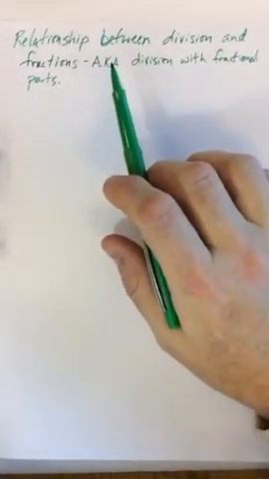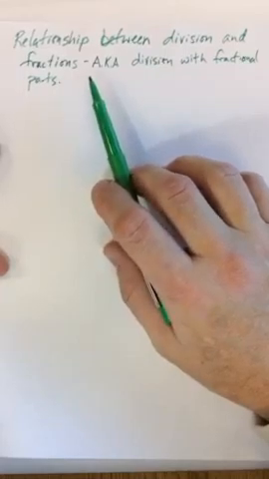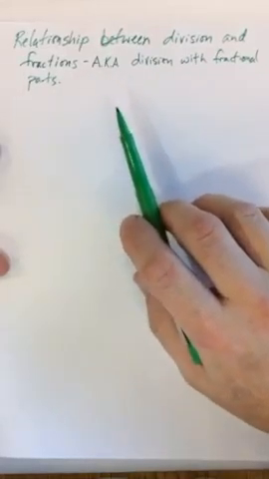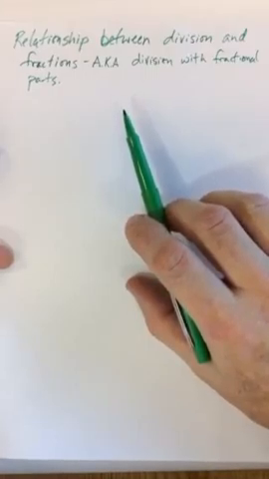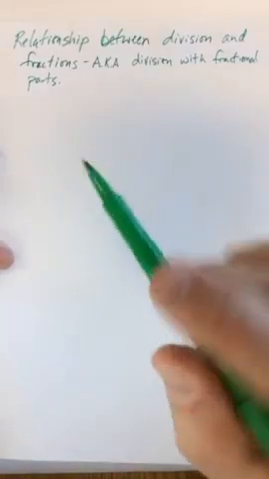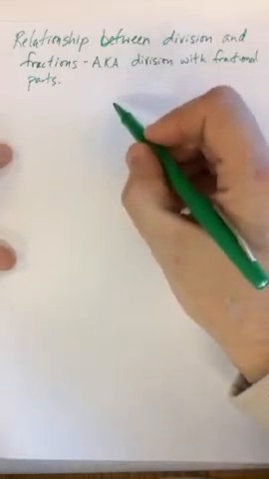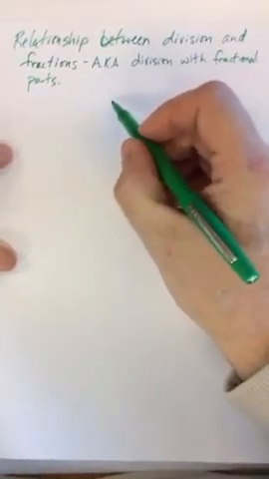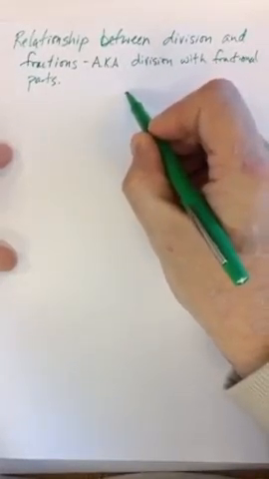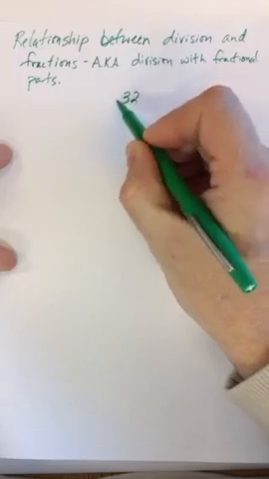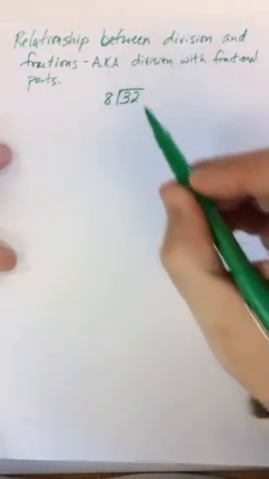Today we're going to look at the relationship between division and fractions, and that usually has to do with looking at the remainder of a division problem and interpreting it as a fractional part. So I'm going to just start with a quick review of division, and I'm going to start with a problem that's pretty easy. I'm going to say 32 divided by 8.